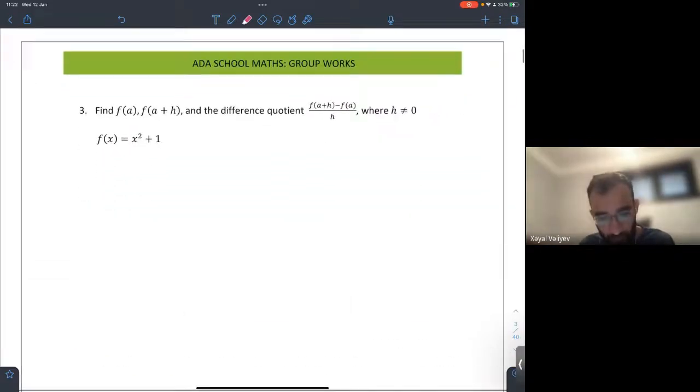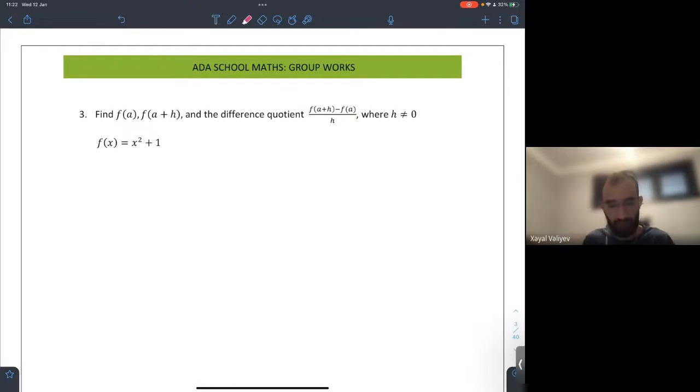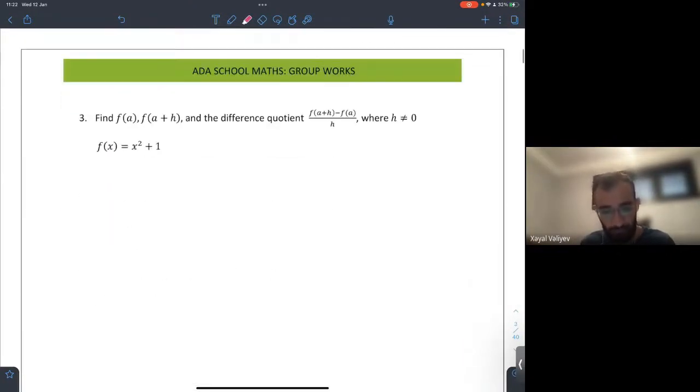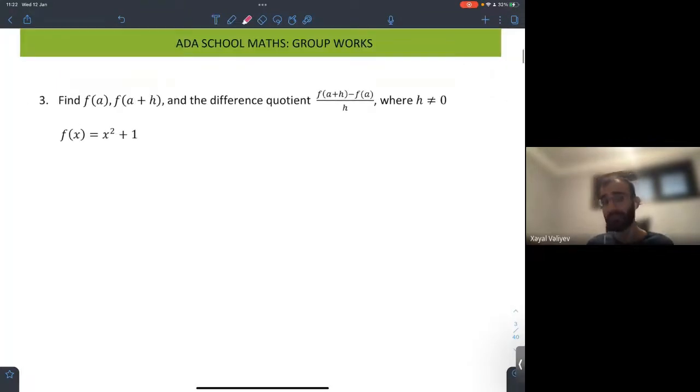This is the same sort of question, like question 1 and question 2 here. But instead of numbers, they gave letters like a plus h. One more thing: we need to first find out what f of a is and what f of a plus h is, and then we need to work on this difference expression.